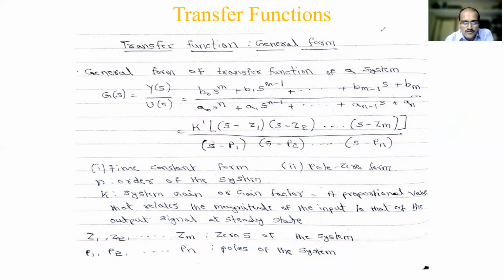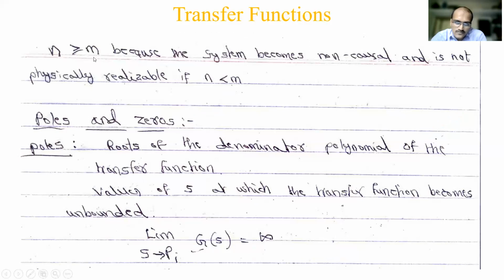We'll explain a little more about how you define poles and zeros. N should always be greater than m. N is nothing but the poles, and m indicates the zeros. So always poles should be more compared to zeros, because otherwise the system becomes non-causal. Non-causal, as we have discussed, means it also considers future inputs. Here we are not considering that. That's why it is physically realizable only if n is greater than m. This is the one you have to follow.